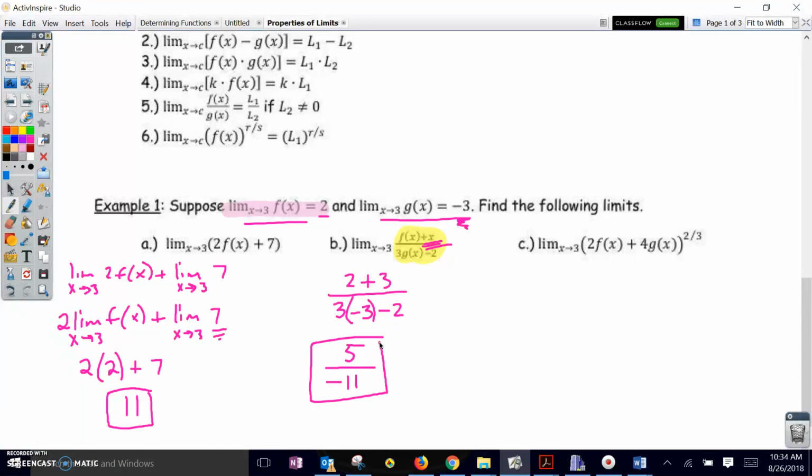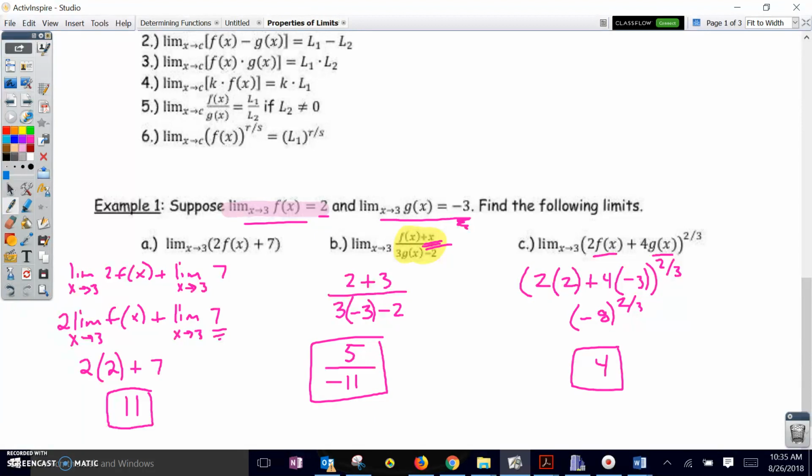And this last one here, we can just go ahead and substitute those values in for the respective limits. We've got 2 times 2 plus 4 times negative 3, all raised to the 2/3 power. It's going to be the value of that limit. It's going to be 4 minus 12, or negative 8, raised to the 2/3. Negative 8 raised to the 2/3 is 4. So that's our first example.